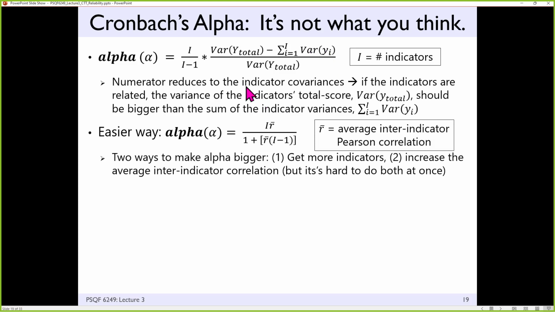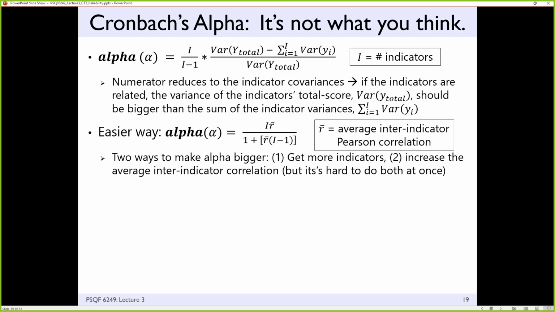And to make it even easier, you can reverse engineer this formula into this one. And this one I like even better because it shows very clearly that alpha has 2 things going into it, and that is it: the number of items, that's the capital I, and the average correlation among the items. That's it. So before maximum likelihood, before computers, you can compute this.